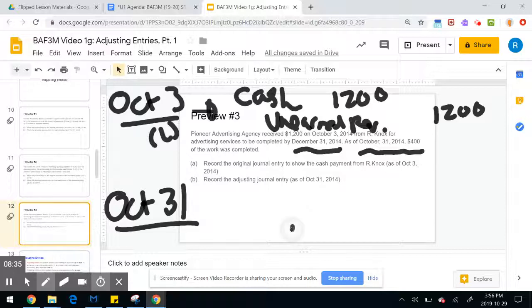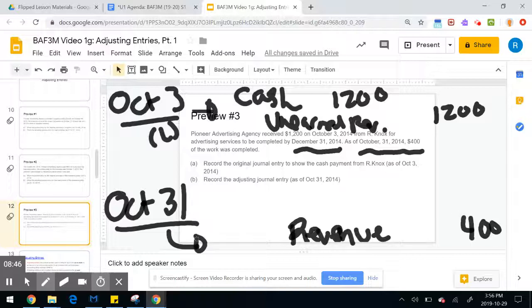Since we've done $400 worth of work this month, now we're going to credit revenue for $400 because over the month of October, we've done $400 worth of the revenue for them. And we're going to decrease the value of the unearned revenue account also by $400.